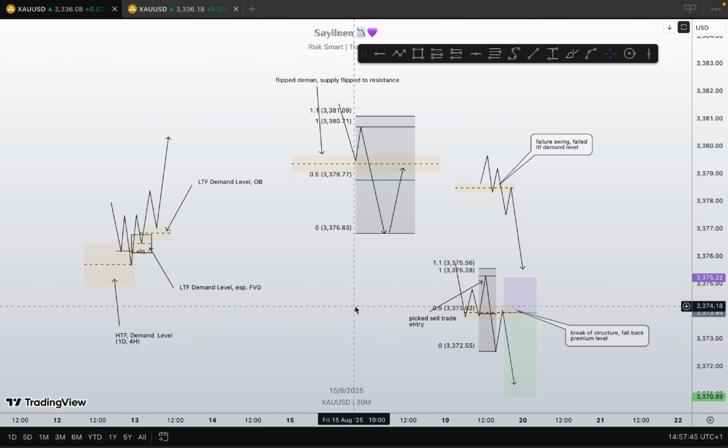I've tested this a lot, especially with regards to how I spoke about the reaction from the previous week highs and lows, daily highs and lows and all.